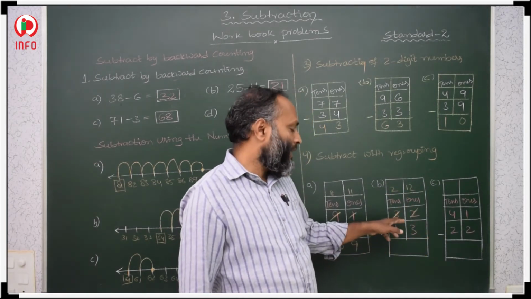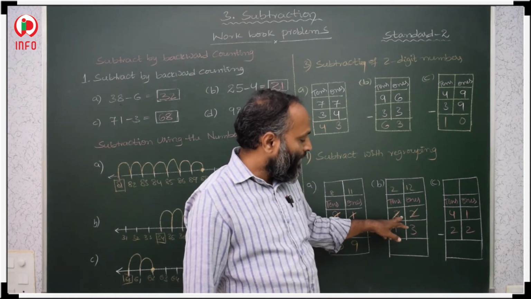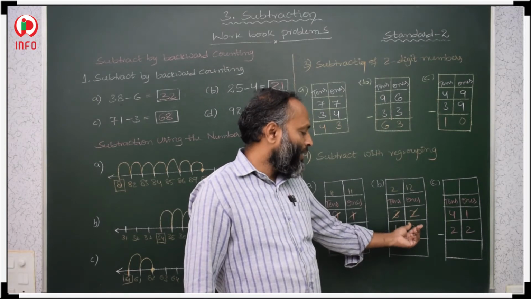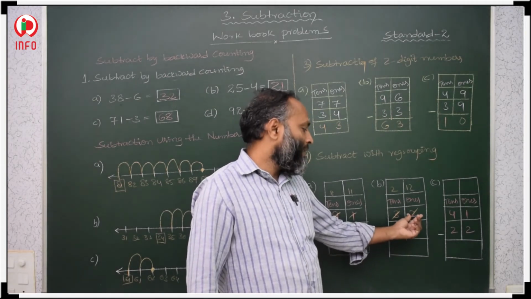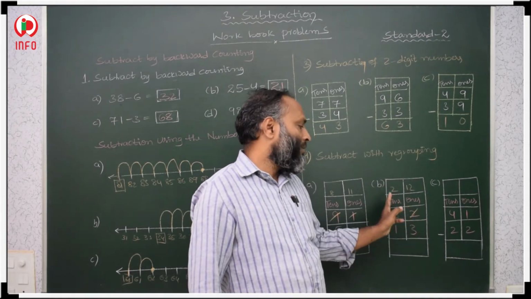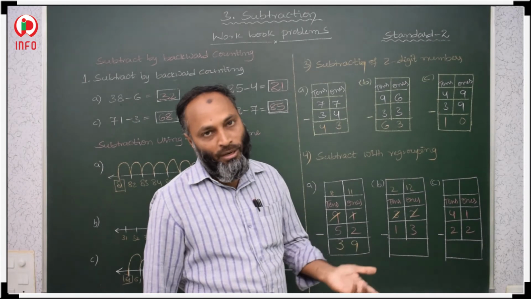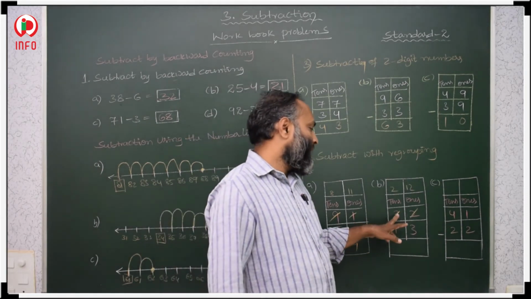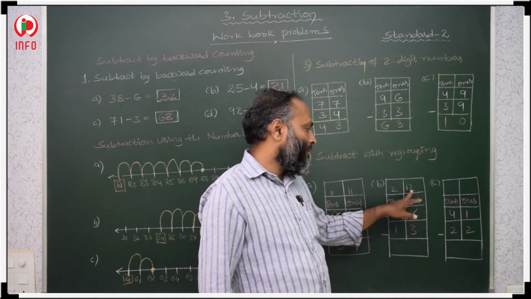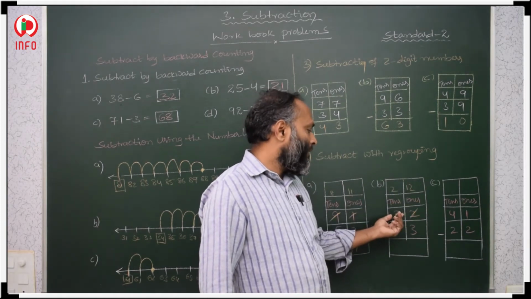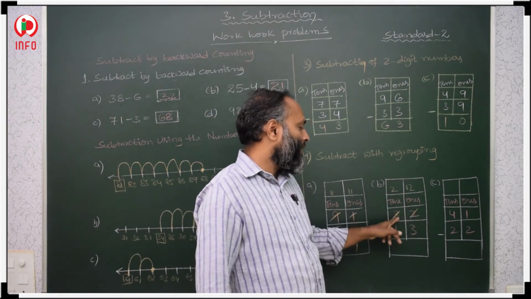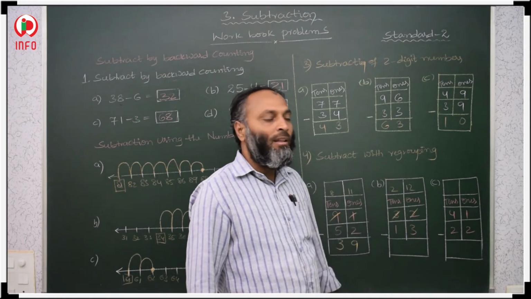How to regroup? Once again you check here. Here 3 is there. 2 and 3 are there. 2 is the minuend and 3 is the subtrahend. The minuend is lesser than the subtrahend. Whenever the minuend is lesser than the subtrahend, then we have to borrow from the next place, which means we have to regroup it. Here 3 tens were there. Out of 3 tens we have to take 1 ten. 10 plus 2 is 12. We are taking 1 ten to the ones place. So out of 3 tens we will get 2 tens.